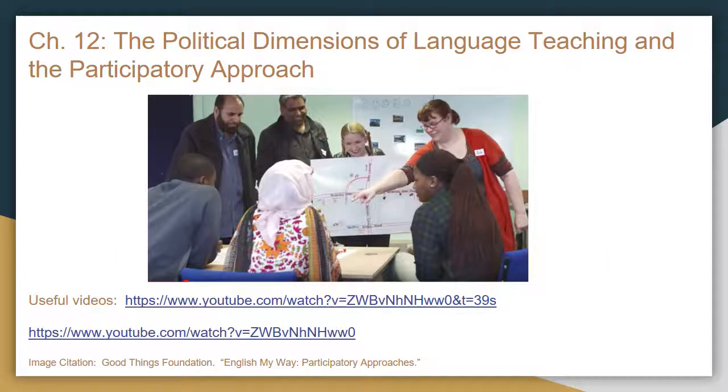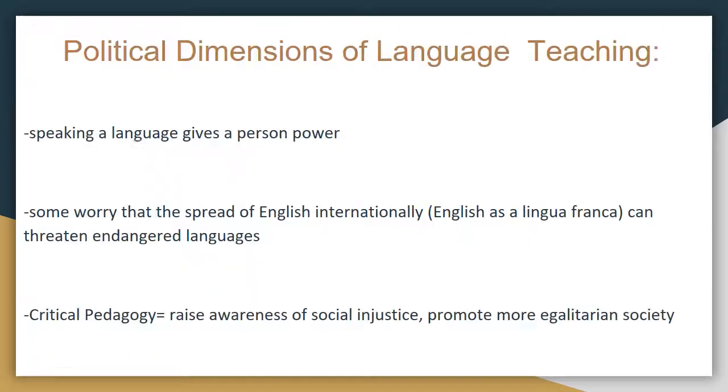Now let's move on to Chapter 12, the political dimensions of language teaching and the participatory approach. There are 2 nice videos you can see that explain the participatory approach, which is the main method we're going to learn in this chapter. And so you can look at those on your own time. But first, I want to discuss a little bit about the political dimensions of language teaching. This is how Larsen-Freeman introduced the chapter, and this sets the background for the participatory method and the need for that method in many classrooms.